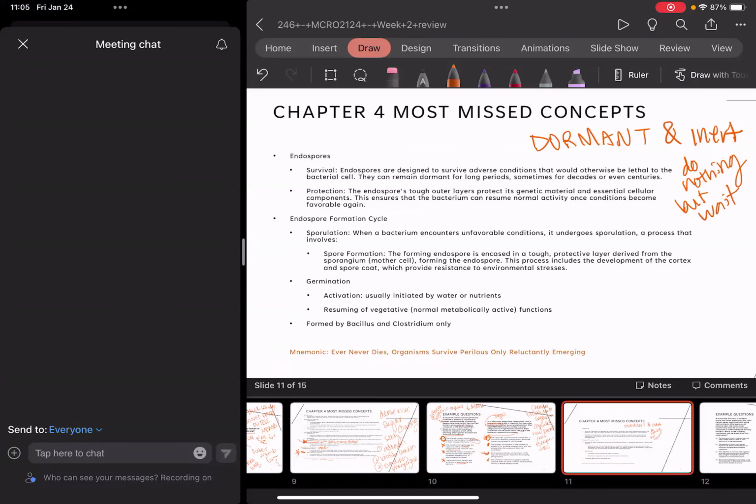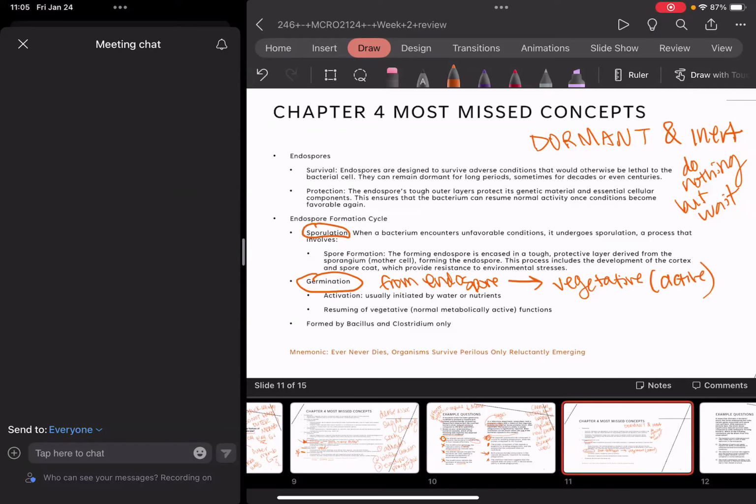For better conditions, okay? So germination is the step where we're going from endospore into vegetative. Vegetative, aka active metabolic, dividing, reproducing. All right, so that's germination.